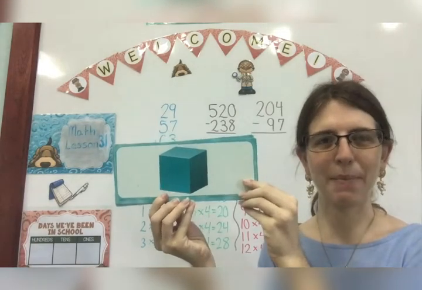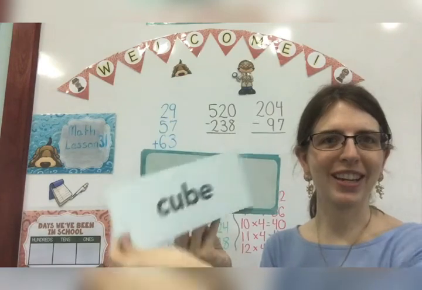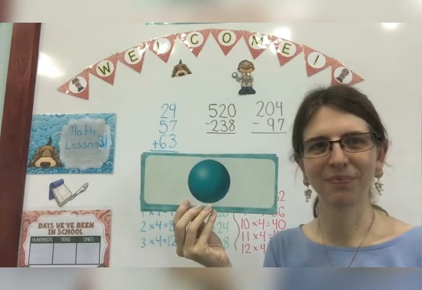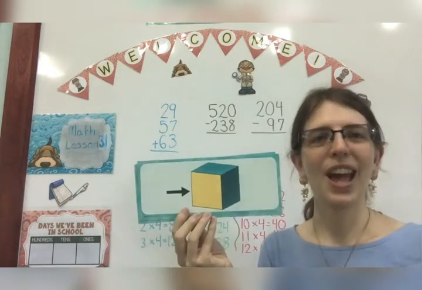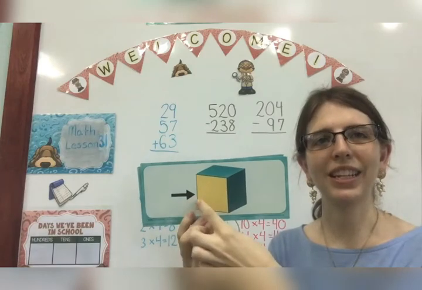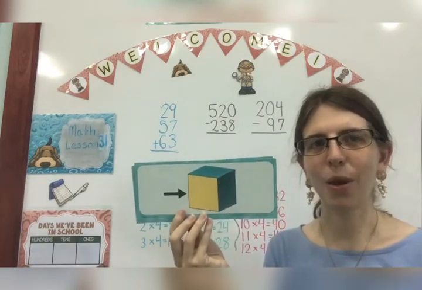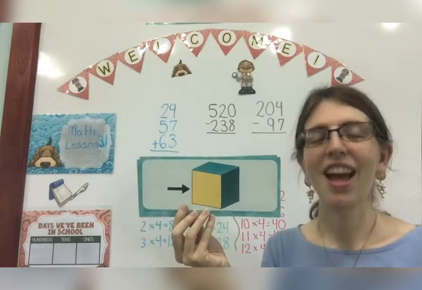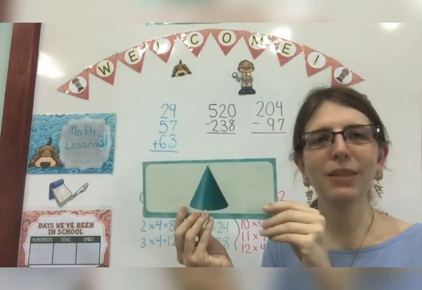What is this shape? Cube. Very good. How about this one, Ivana? Sphere. What is this pointing to, the yellow part? We call each of these flat surfaces what? Hazel? Face. Very good.